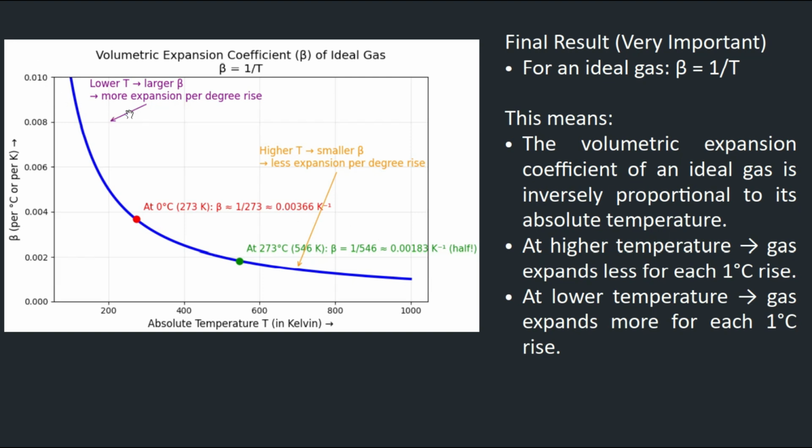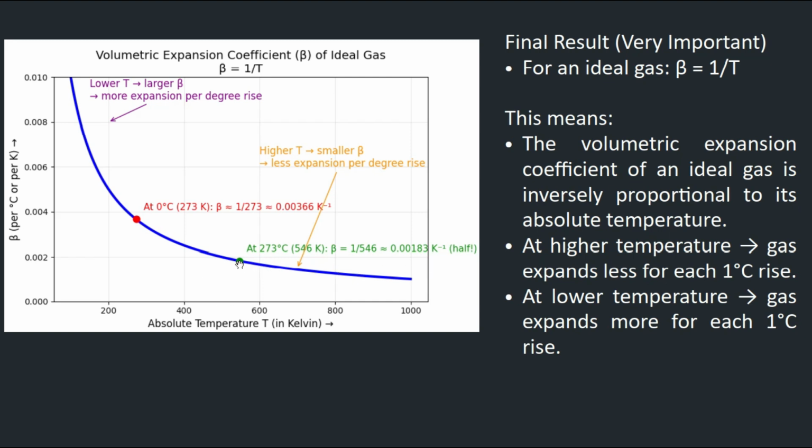So basically for lower temperature, the volume expansion coefficient of an ideal gas is inversely proportional to absolute temperature. Absolute temperature is one more phrasing that we'll be introducing in this section, and I'll explain what it is. So basically this is what we need to observe: at higher temperature, gas expansion is less for each 1 degree rise.